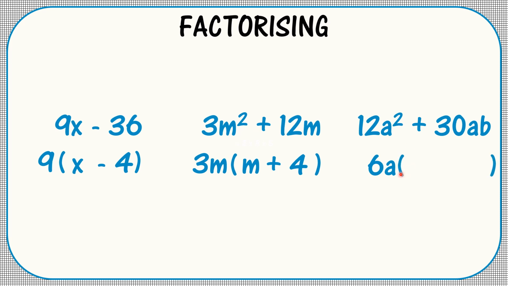We'll put the brackets in. How do we get from 6a to 12a squared? You should know to get from 6 to 12 you multiply it by 2. And to get from a to a squared you multiply it by a. Then how do we get from 6a to 30ab? To get from 6 to 30 you multiply it by 5. And to get from a to ab you multiply it by b.